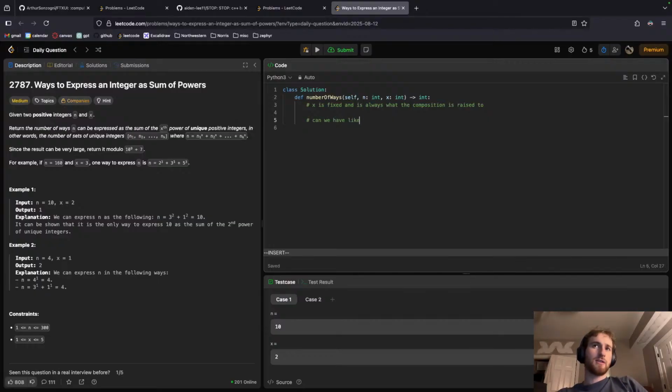Can you do something? We have like 3 raised to the n plus 3 raised to the n. Is that allowed? No. Okay, unique.